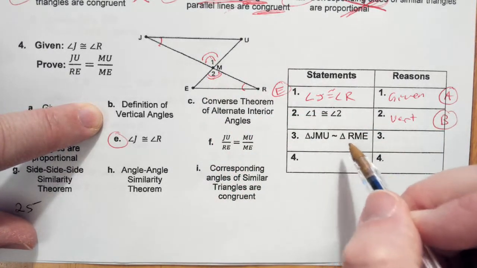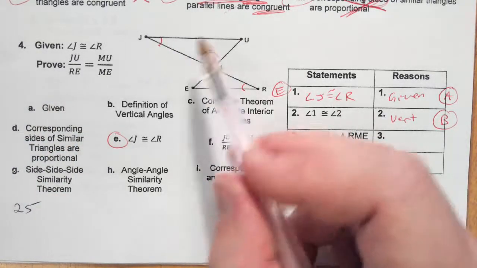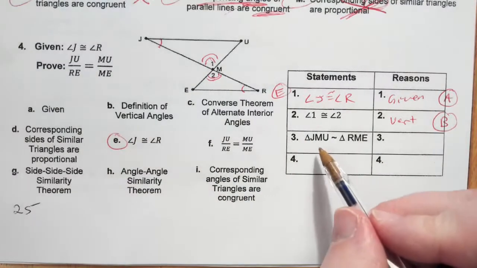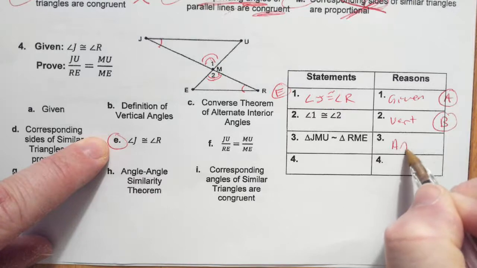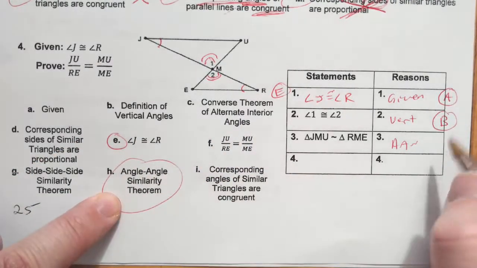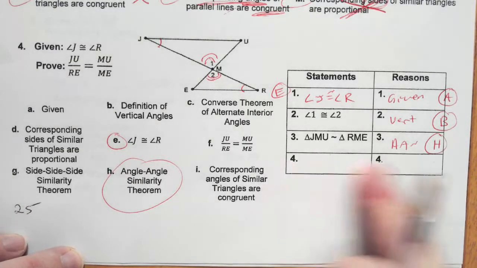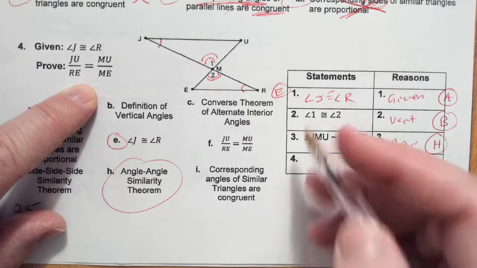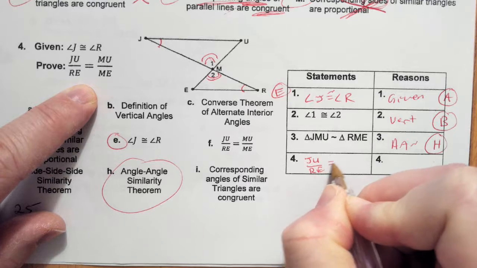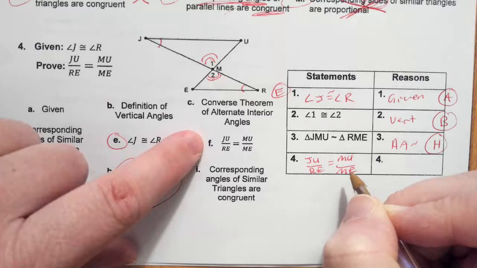All right, now why are those two triangles similar? Okay, what did we just talk about? The only thing we've talked about are angles. So that would be AA similarity. So those two triangles are similar because of AA similarity. Where does that say? Right here. That would be H. Okay, and then the last thing, always the last thing you're trying to do is what you're trying to prove. So JU over RE is equal to MU over ME. Where does that say that? That's F.